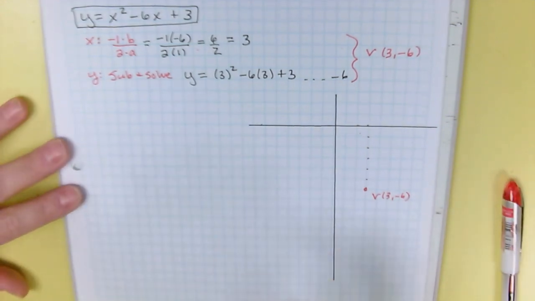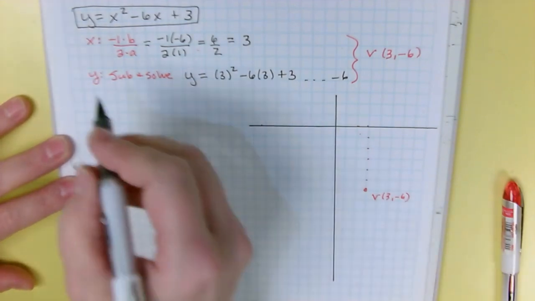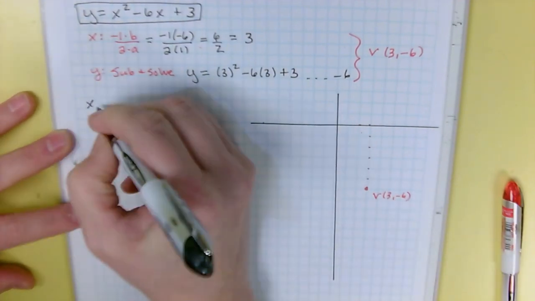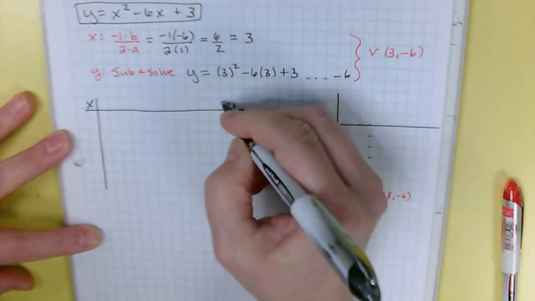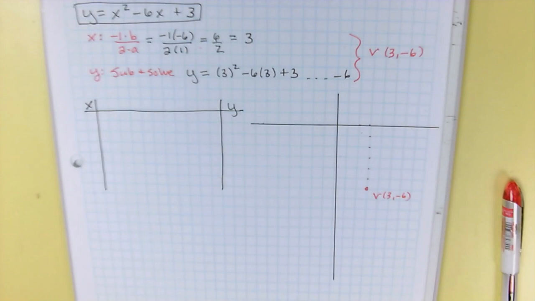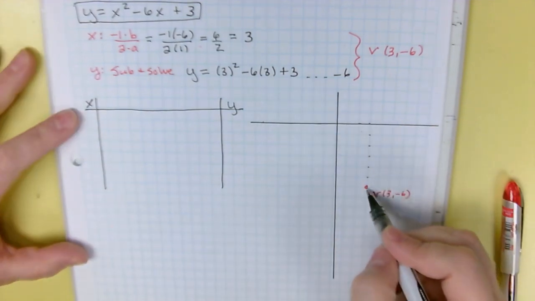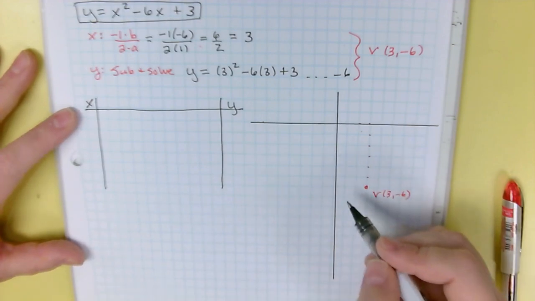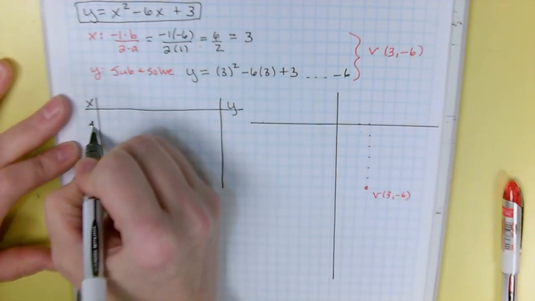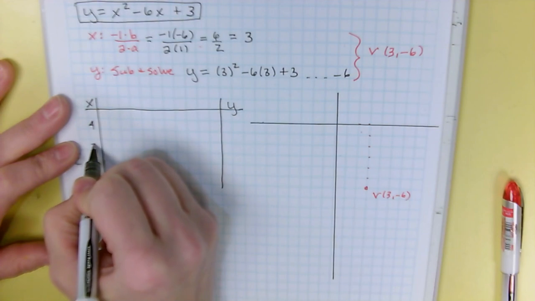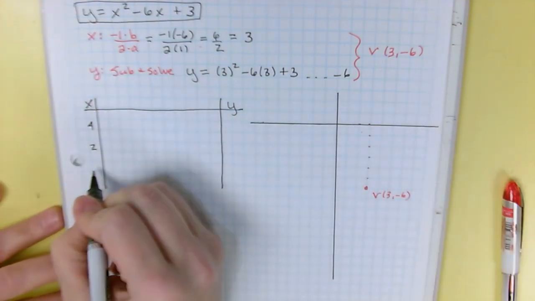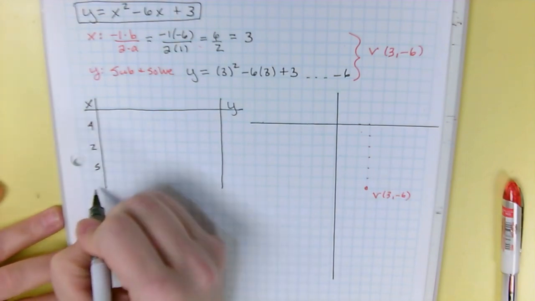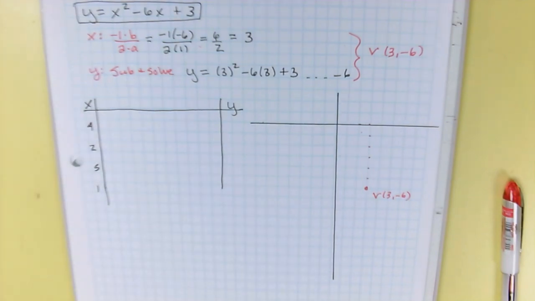Okay, now we need to come up with 2 pairs of points. So I'm going to make an extended H chart over here. And you can pick symmetrical pairs. So if I go 1 x to the right, it's a 4. 1 to the left is a 2. So 4 and 2 should have the same exact y value. And if I go 2 to the right, that would be 5. And 2 to the left would be 1. And those should have the same y value.